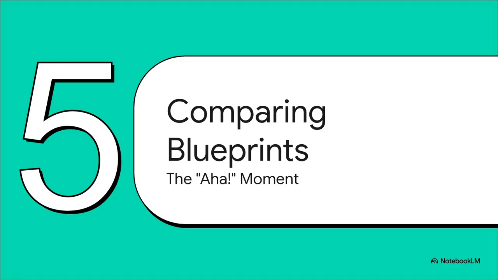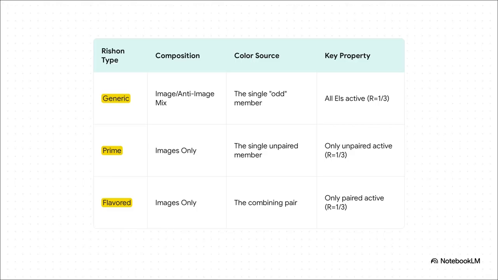Okay, we've walked through 3 different blueprints. Now let's put them all side by side because this is where it all clicks. This is that aha moment. This table says it all. Just look at the beautiful pattern here. Generic Rishons, they're defined by their mixed recipe. Prime and flavored, they're defined by their unmixed images-only recipe. But the real story, the amazing part, is in that color source column. For generic, it's the odd one out. For prime, it's the single one. For flavored, it's the collaborating pair. Each blueprint just assigns the job of deciding the color to a different part of the structure.